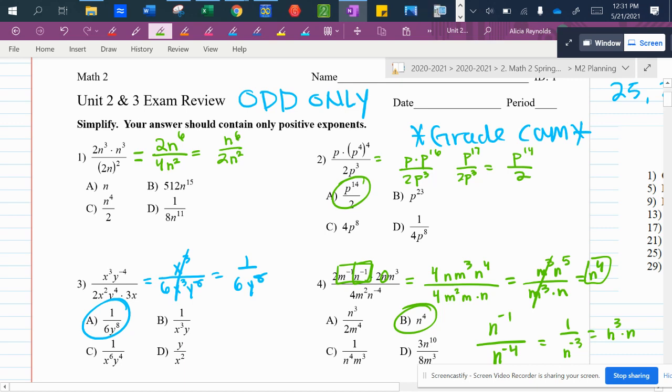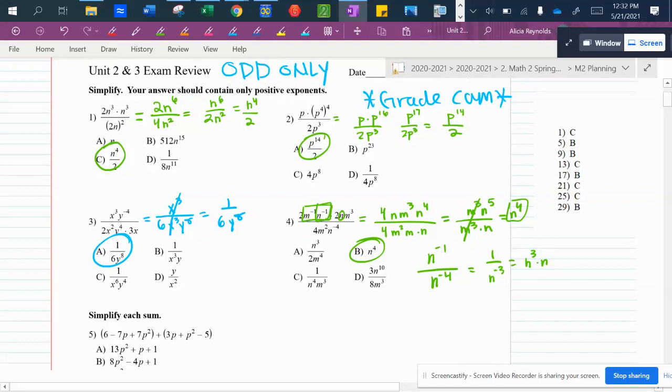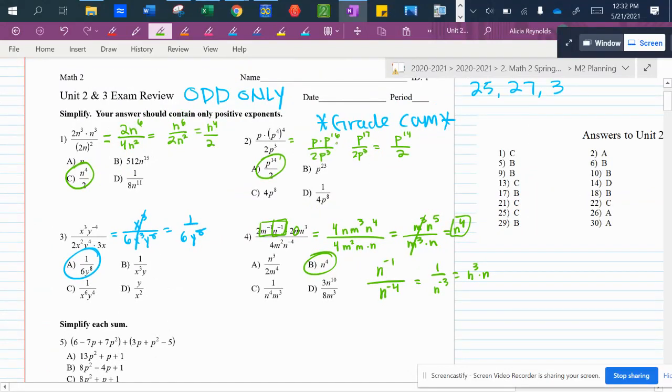When we have exponents in the top and bottom, we subtract, so I get n to the 4th over 2. The answer is C. We went over 2, 3, and 4 in class. So for number 2, I have a power to a power, so I multiply and get 16. Combine those to get 17. Subtract to get p to the 14th over 2.